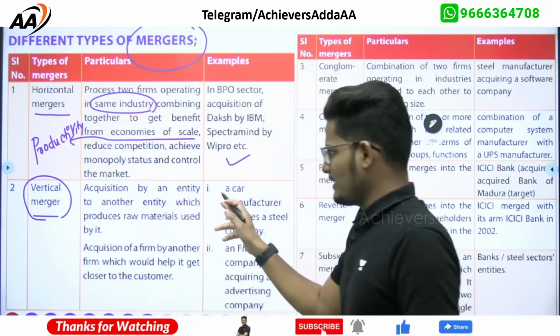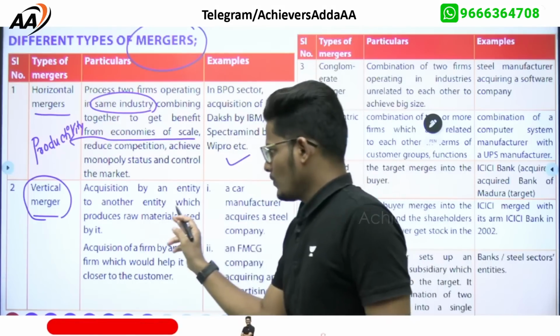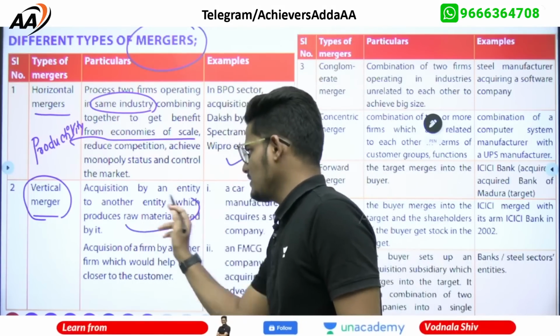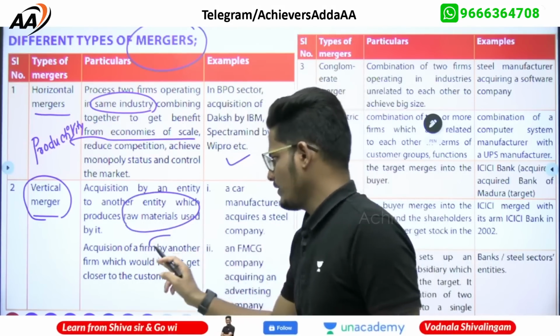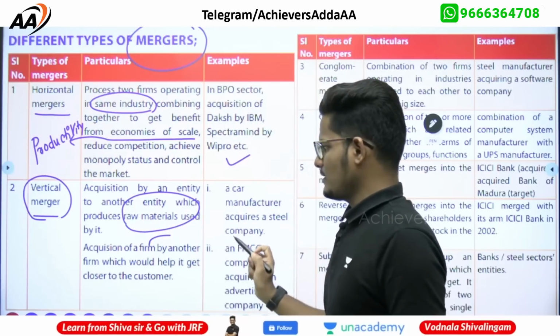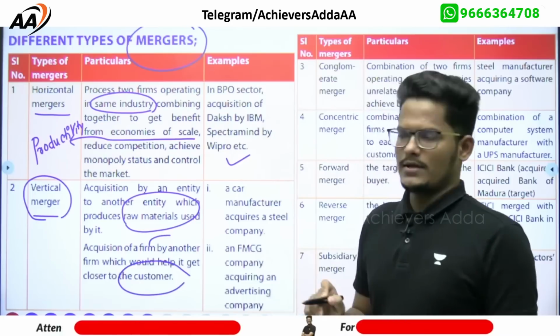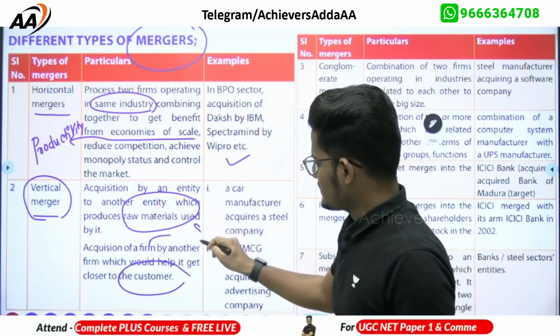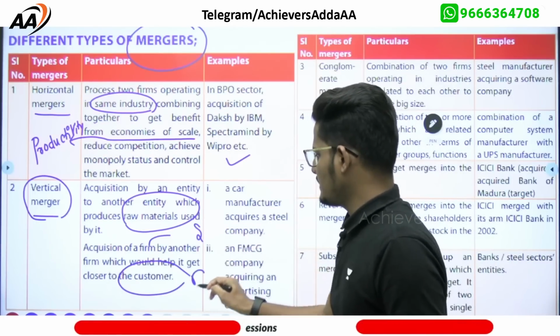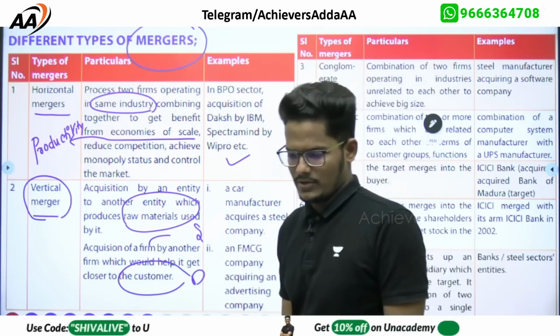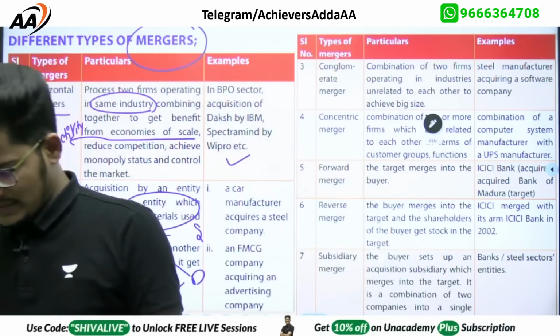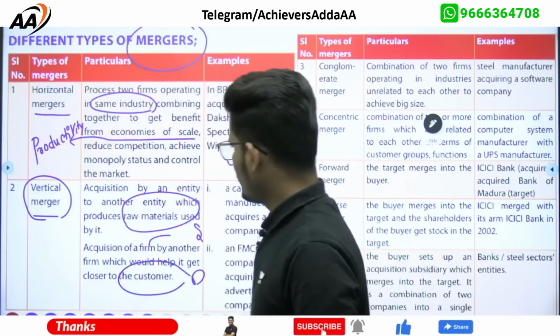So acquisition by an entity of another entity which produces raw materials is used, and acquisition of a firm by another company which would help to get a customer, that is a distributor. Either it could be with a supplier or it could be with a distributor also. Either way it can happen. That comes under here. Right.